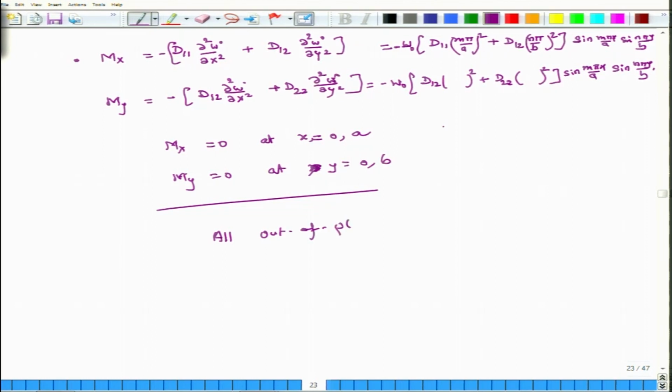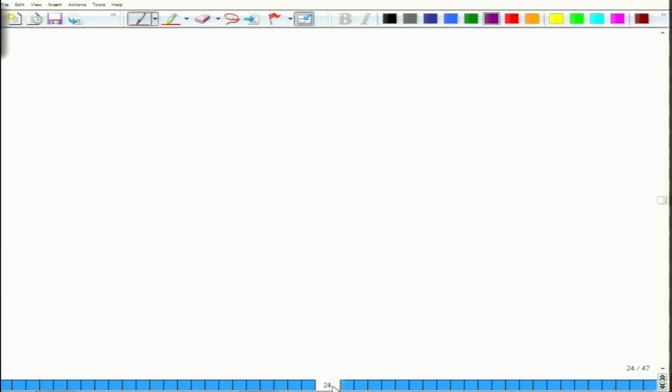Out of plane BCs are satisfied. Okay. So the last thing is that we satisfy the PDE, partial differential equation. And which partial differential equation? Which is the third.